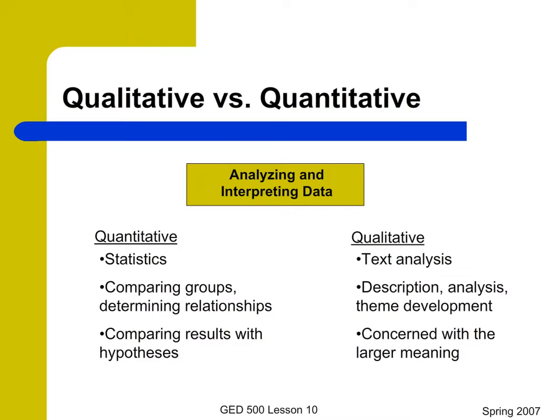So you're going to use a series of tests to see if the hypothesis that you had about this particular math method or this particular intervention was true. And then you compare groups and determine the relationships between these different groups. And you're comparing your results again with the hypothesis. So that's the main idea with your quantitative research.